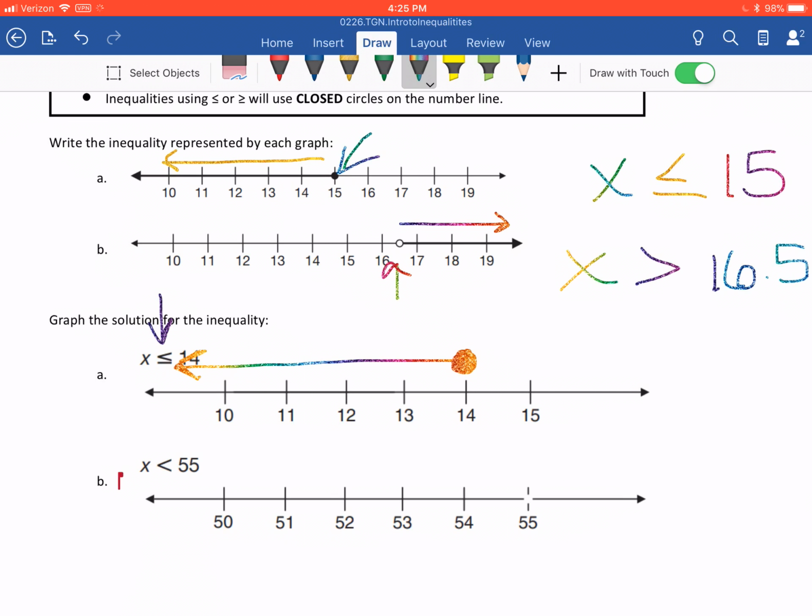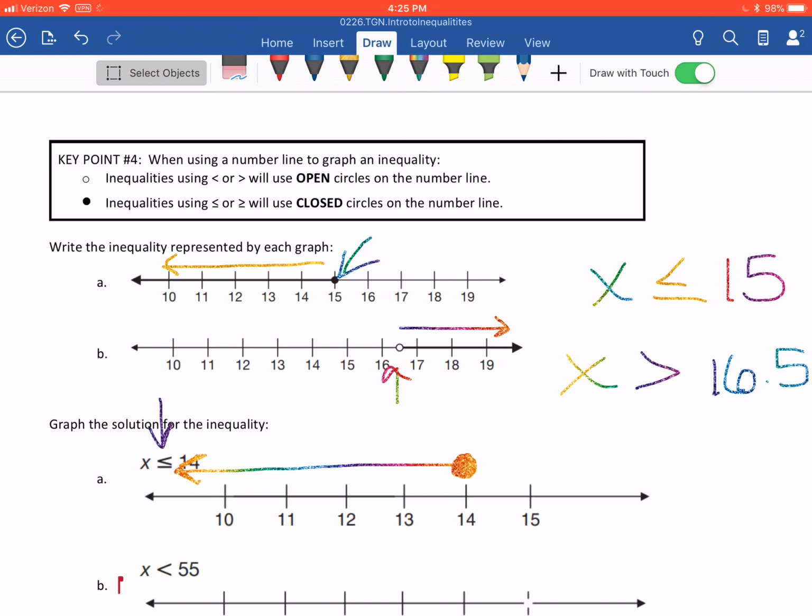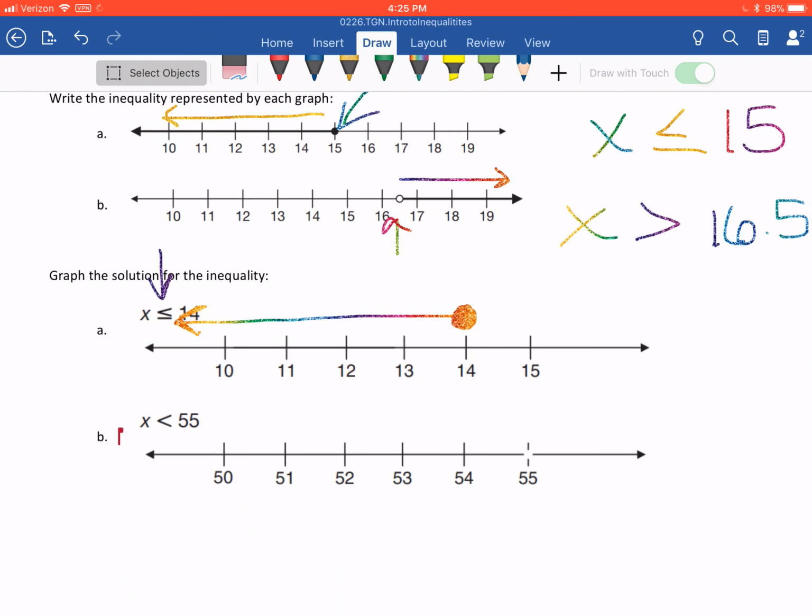Let's look at the next one. X is less than 55. So the first thing I want you to do is identify where 55 is. X is going to be less than 55. So we need to draw our arrow starting at 55 in the direction of things less than 55. Everything less than 55 is this way. So that's where my arrow is going to go.